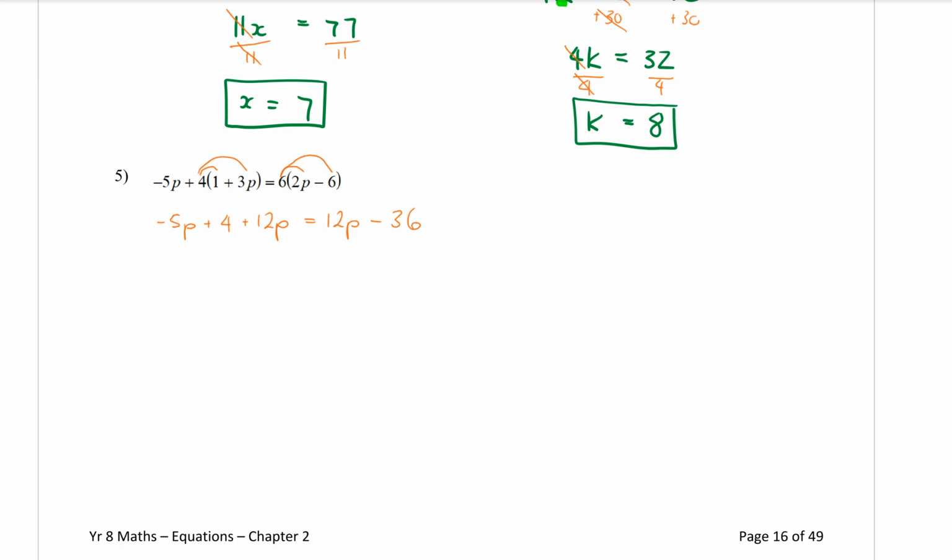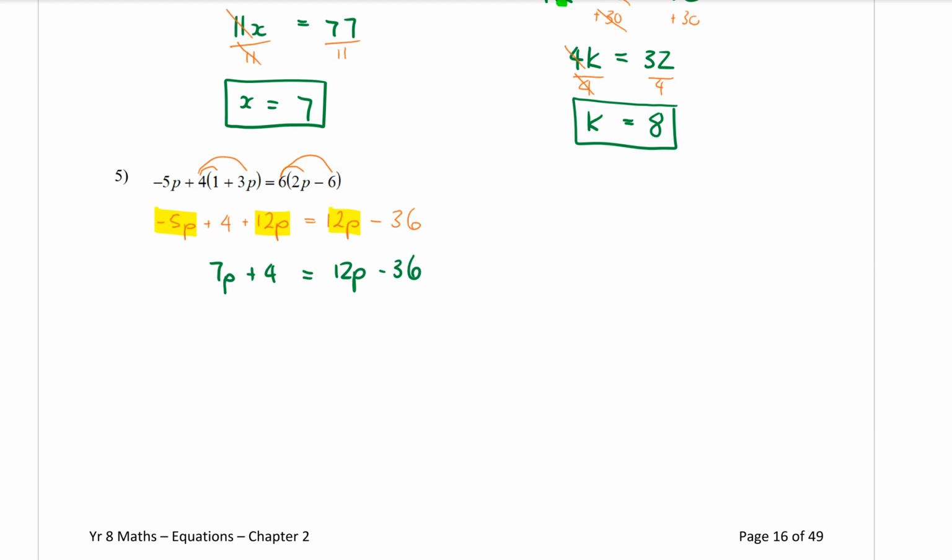Now we have 3 p's. One here, here, and here. 2 of them are on the same side. What should I do, Cash? First, I think you should do the 5p, 12p. That's right. The ones that are on the same side, collect them up first as like terms. So minus 5 plus 12. You don't do any opposites when they're on the same side. You just do the symbols that are there. Minus 5 plus 12 makes 7p plus 4. Okay, I'm leaving the 12p because it's on the other side.